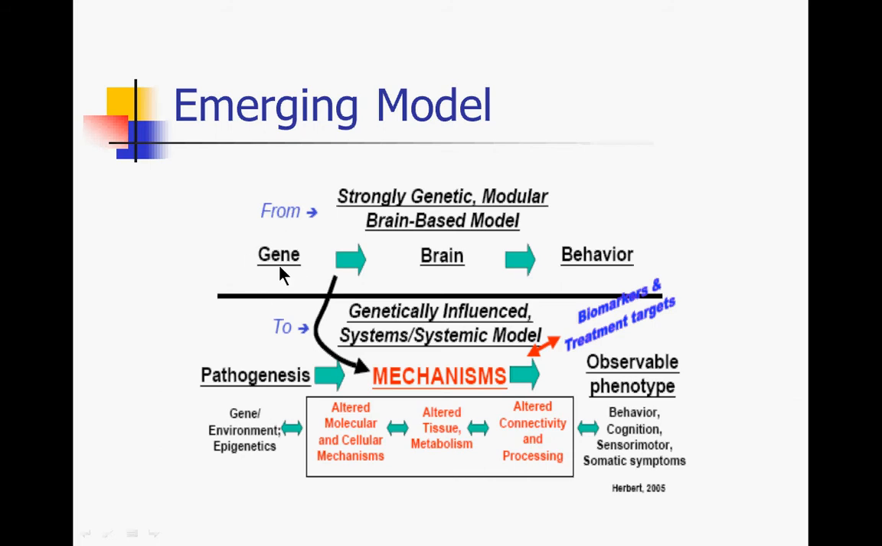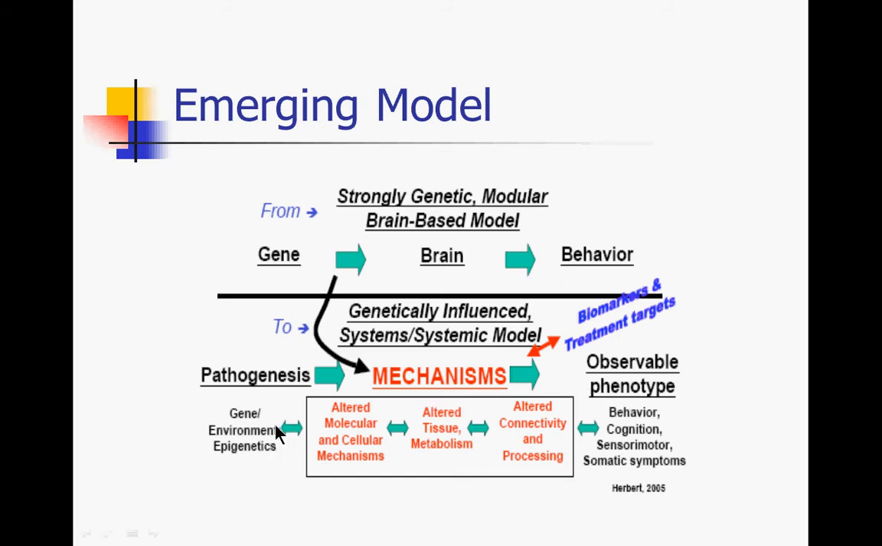So again, the old model is we have a gene that makes abnormal brain patterns that then governs behavior. This means it's strongly genetic, governed by genes. The new argument, which research keeps pointing to over and over again, is what's known as genetically influenced. So we have a gene that interacts with its environment. This is called epigenetics. That gene and environment combine to create an altered molecular or cellular mechanism, which leads to altered tissue metabolism or altered connectivity and processing, giving us behavior, cognition, sensory motor, and somatic symptoms. So this is an emerging model: genes are present, but it's the interaction they have with the environment that then creates the behavior, or the observable phenotype.